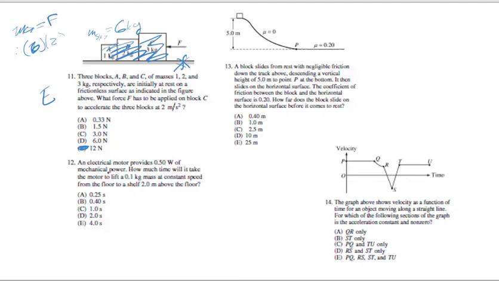All right. Electrical power provides 50 watts of mechanical power. So power equals, I'm going to put a 1/2 watt here. That's usually easier. How much time will it take the motor to lift 0.1 kilogram of mass? So 1/10 of a kilogram. However you want to do that's fine. That just is easier for me. You can use your calculator. At a constant speed, so that means acceleration equals 0, from the floor to a shelf 2 meters above the floor.